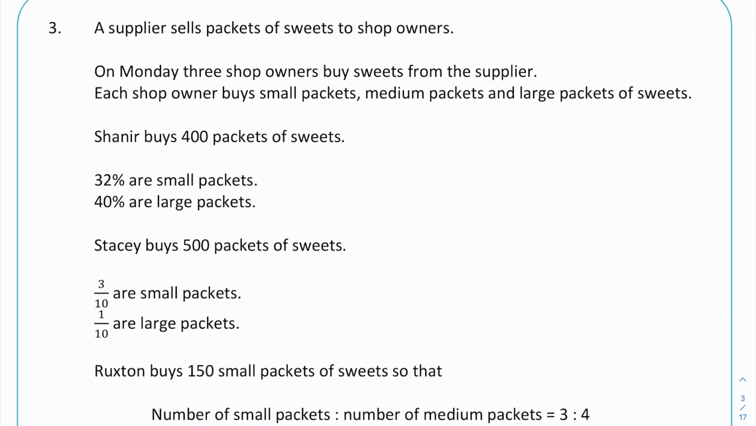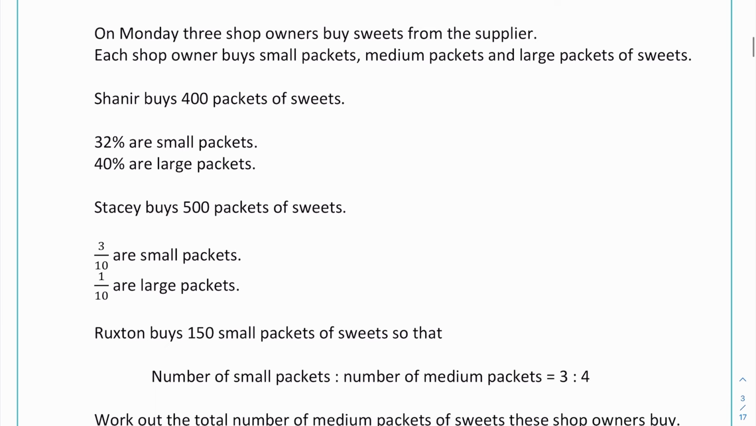Question 3. A supplier sells packets of sweets to shop owners. On Monday, 3 shop owners buy sweets from the supplier. Each shop owner buys small packets, medium packets and large packets of sweets. We've then got 3 bits of information.